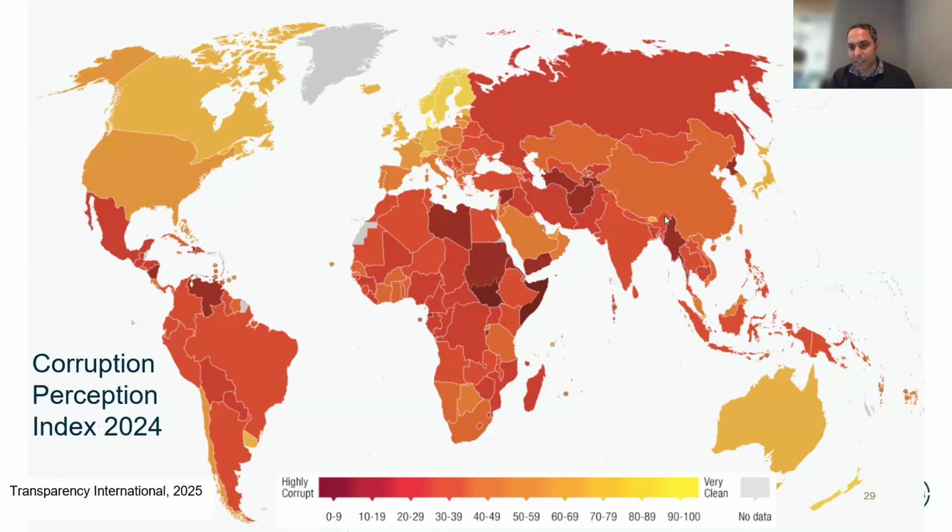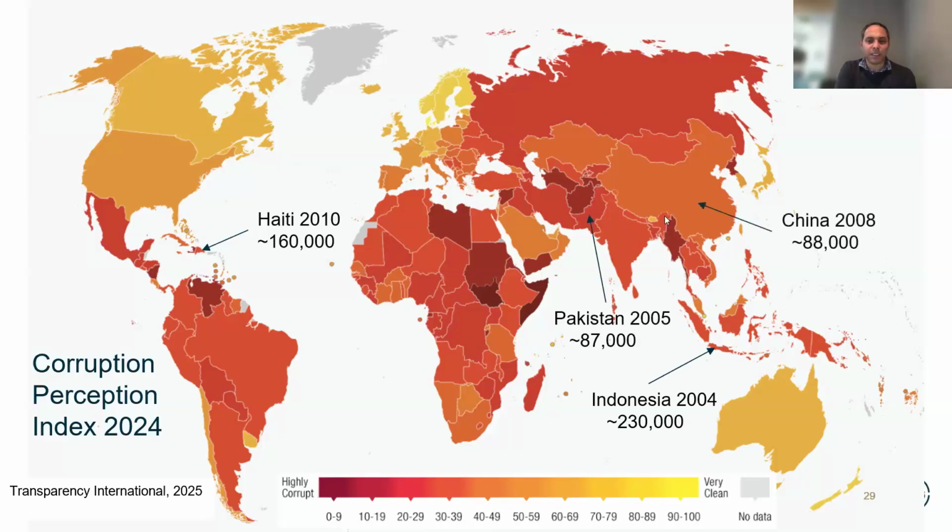And it won't surprise you to hear that the least corrupt nations in the world are countries like New Zealand and the Scandinavian nations. And the most corrupt countries in the world are South Sudan, Somalia, Syria, Afghanistan, countries like that. And why does this matter? Because these are the most fatal earthquakes in the last 2 decades or so. They're all in sort of orange and red countries.